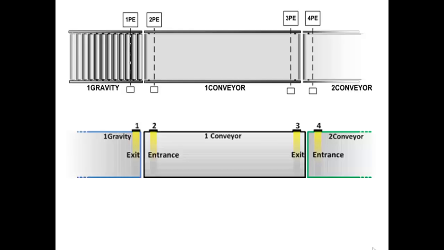You have photo eyes 1, 2, 3, and 4. You have gravity 1, conveyor 1, and conveyor 2. You have the exit of gravity, the entrance of one conveyor, the exit of one conveyor, the entrance of two conveyor. So it's the exact same application, same names. And of course, product is flowing the same direction.